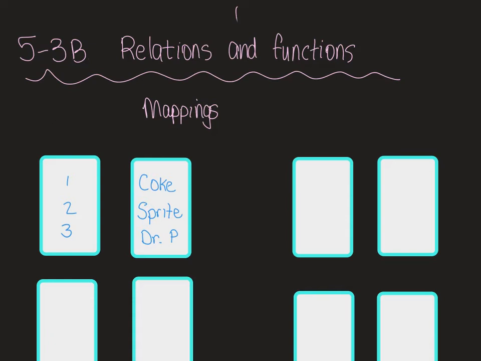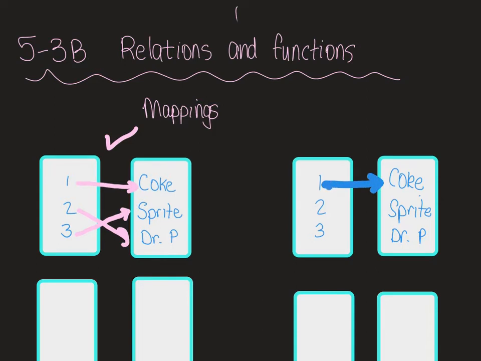My first example, think of it as a Coke machine. If I push button 1 and I get a Coke, I push button 2 and I get a Dr. Pepper, I push button 3 and I get a Sprite, this is a function. Everything is working correctly.